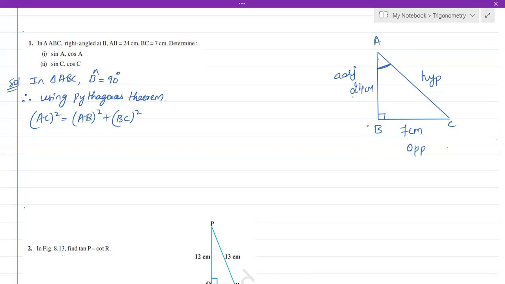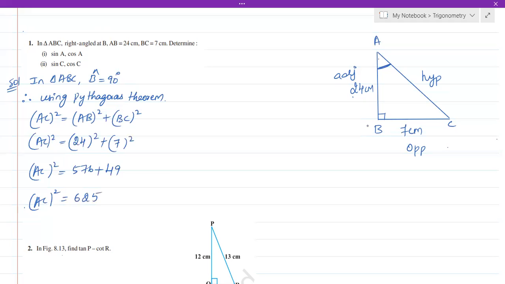Now, what is AC? We have to find it. What is AB? 24 square, and BC is 7 square. So AC square is equal to 24 square is 576 and 7 square is 49. Therefore, we get AC square is equal to 576 plus 49 is 625. Therefore, AC is equal to square root of 625. Square root of 625 comes out to be 25. Therefore, AC is equal to 25 centimeters.